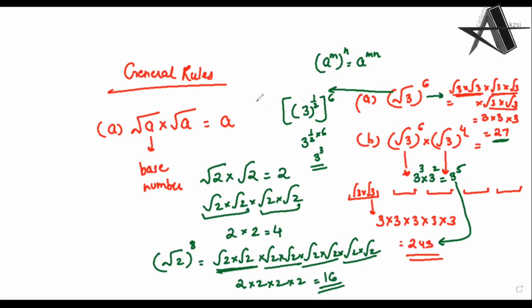Now moving on to the second part. The second rule is when the surds are of different nature, when the bases are different. That means root A into root B. Clearly the bases are different. In that case, you will get root AB.